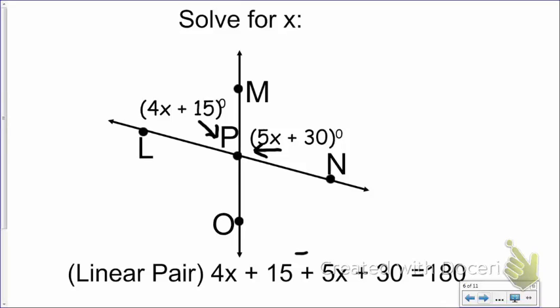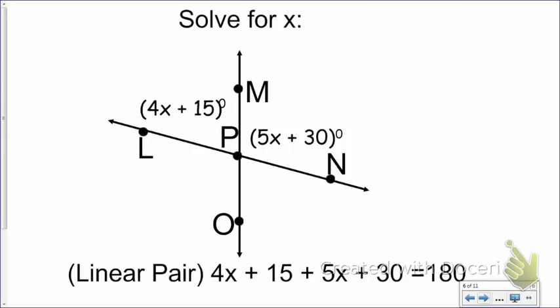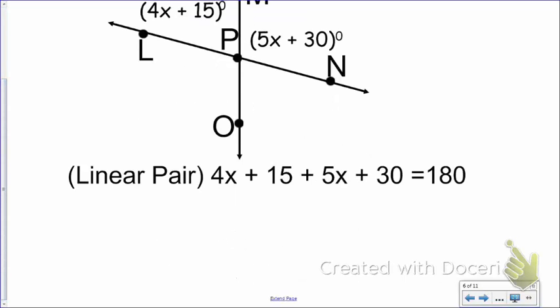Down below, where we have the algebra equation that we set up, you can see we set it up 4x plus 15 plus 5x plus 30 equals 180. Because the two angles add to 180, that's why we set up the algebra expression that way. If you wanted to solve that, I'll solve it real quick. Remember the 4x and 5x are on the same side of the equal sign, so we're going to put those together. They're like terms. So we'll say 9x plus 45, because of the 30 and 15, equals 180.